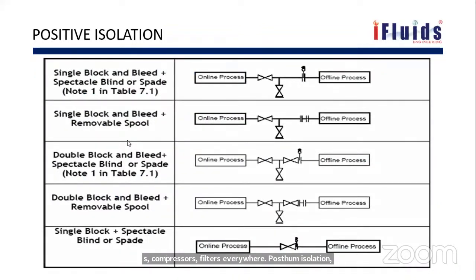Now we'll see what it actually is. These are a few examples. In the first drawing, you see an online process and an offline process. From the online process, fluid should not get into the offline process. Offline is mostly used only during the shutting down of the unit or after shutting down the unit. So we'll close the valve here and we'll provide a blind.